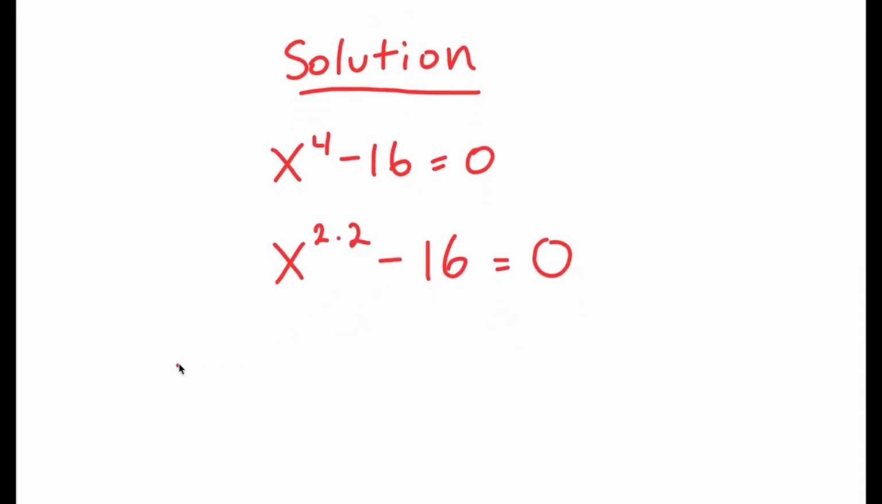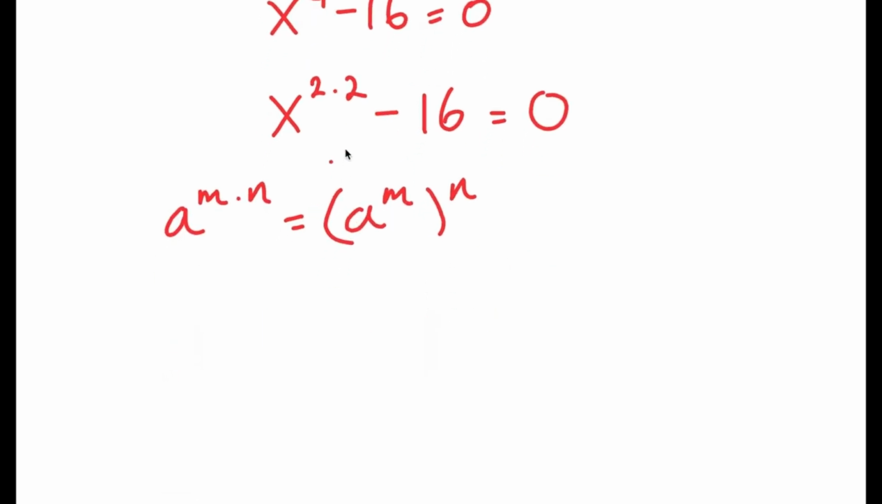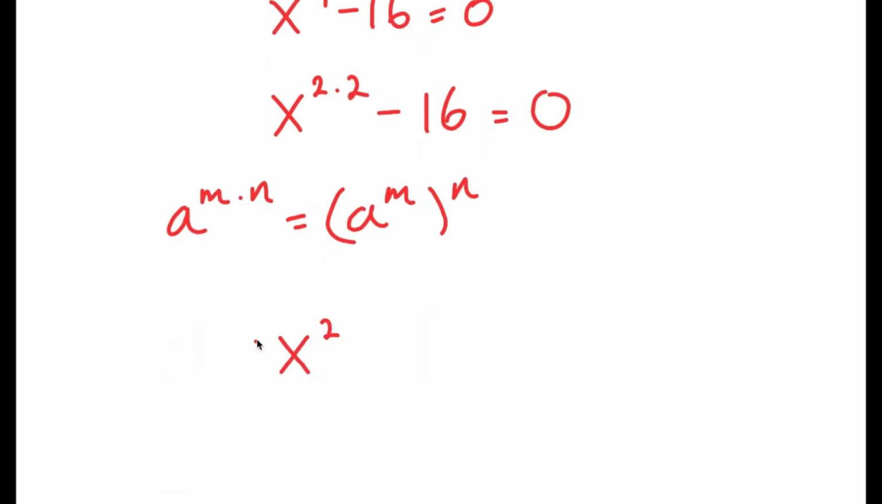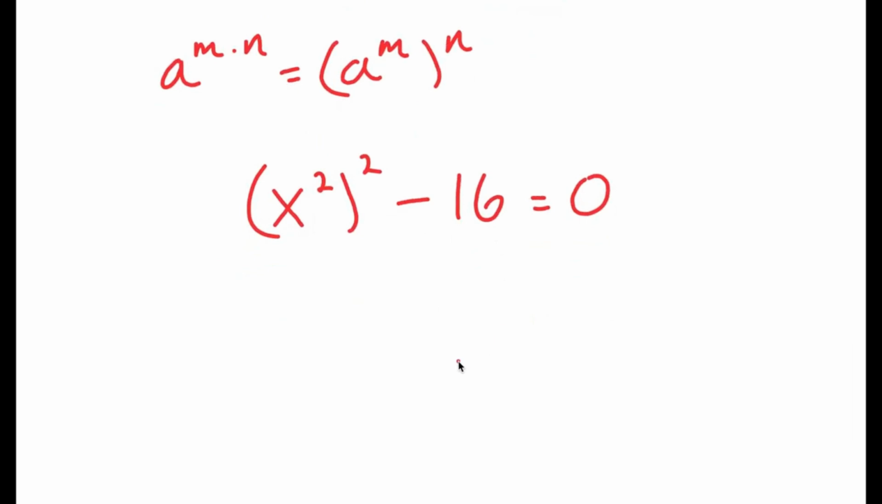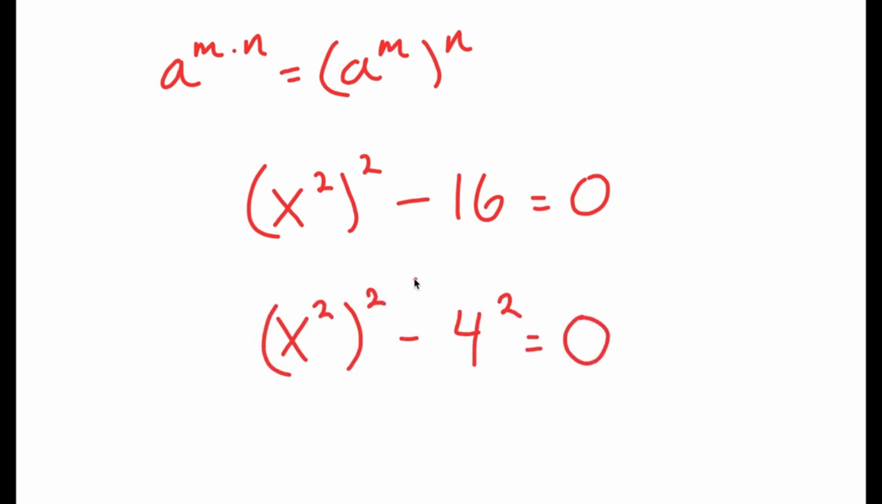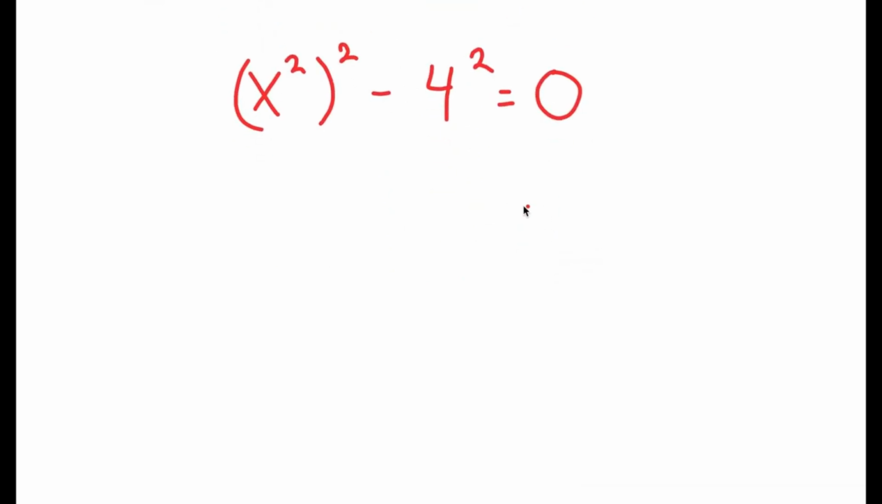Now from here, if I have something in the form a to the power of m times n, this is equal to a to the power of m to the power of n. So x to the power of 2 times 2 is equal to x to the power of 2 to the power of 2. And I have this minus 16 is equal to 0. Now from here, I'm going to rewrite 16 as 4 squared. So now I have x to the power of 2 to the power of 2 minus 4 squared is equal to 0.